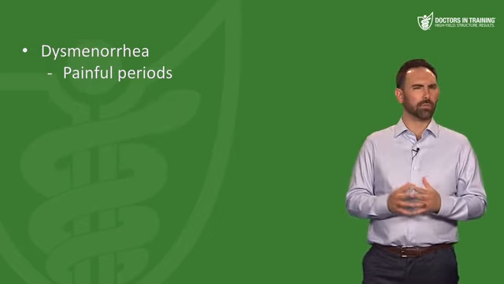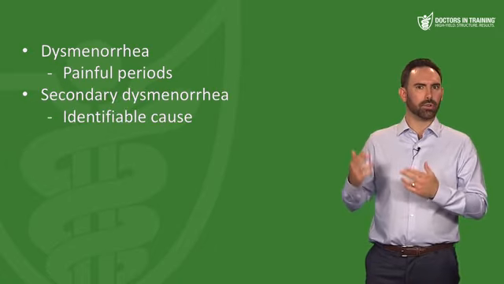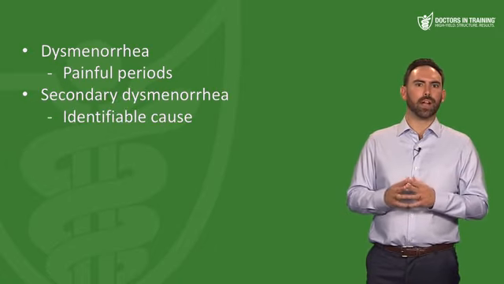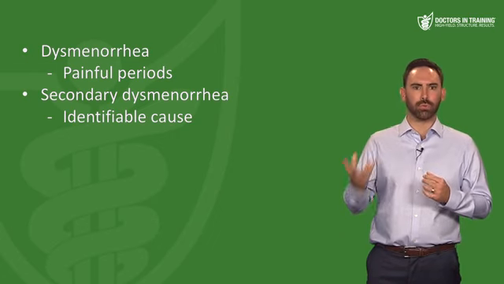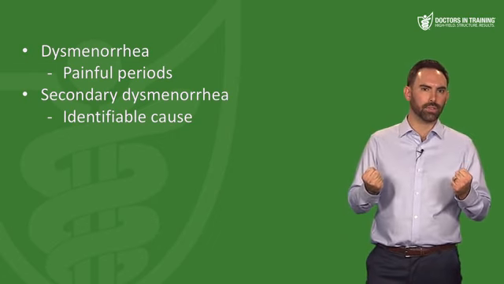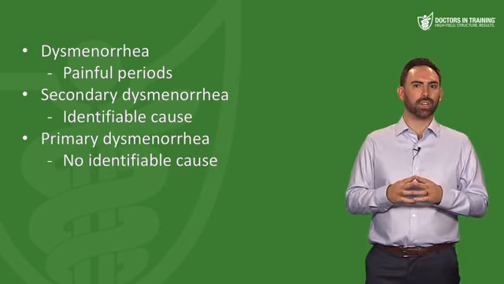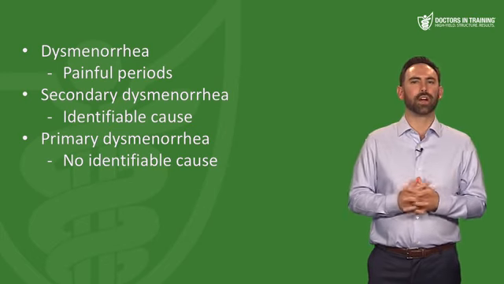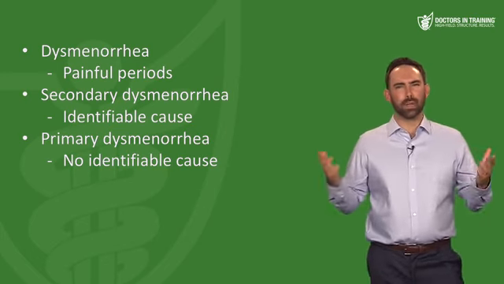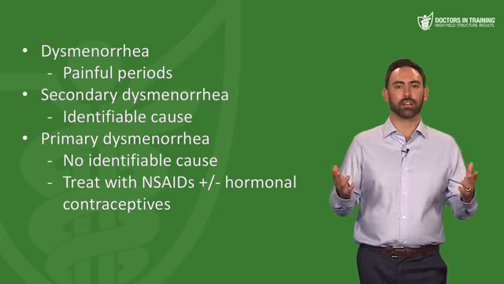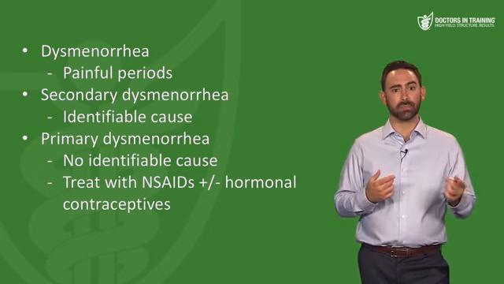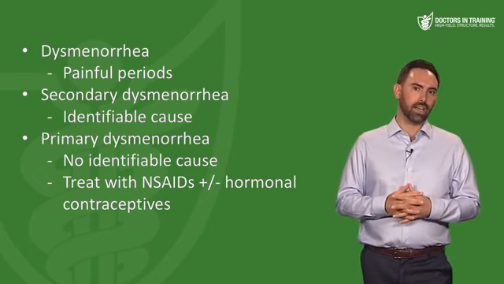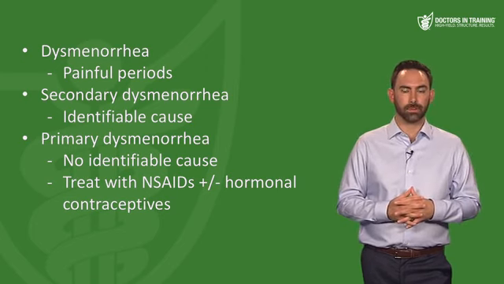Dysmenorrhea means painful periods. Secondary dysmenorrhea is when there is an identifiable cause for the pain, like endometriosis or uterine fibroids. Then primary dysmenorrhea is painful periods without an identifiable cause. These are basically menstrual cramps. And the first-line pharmacotherapy for primary dysmenorrhea is NSAIDs and/or hormonal contraceptives.